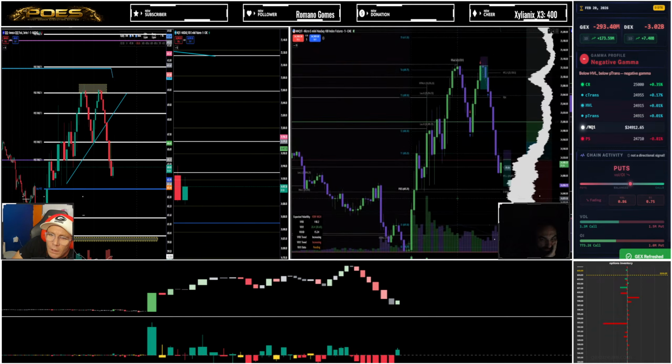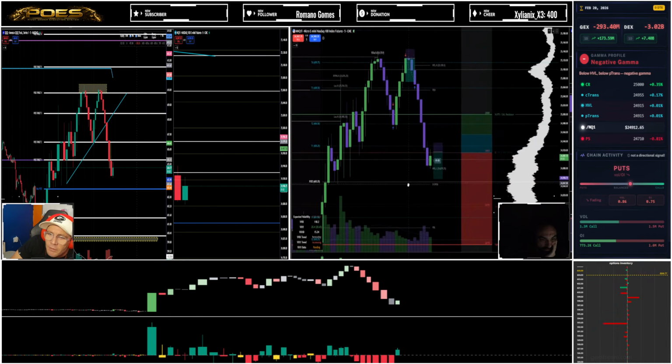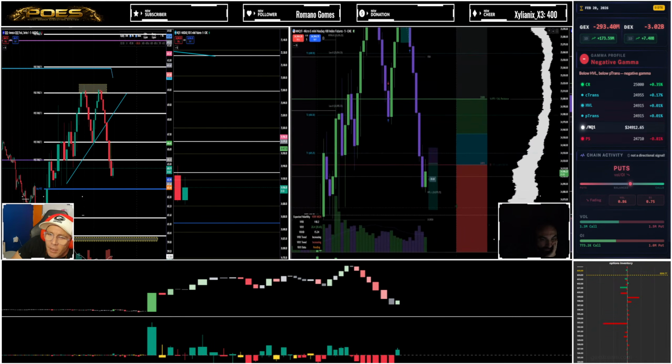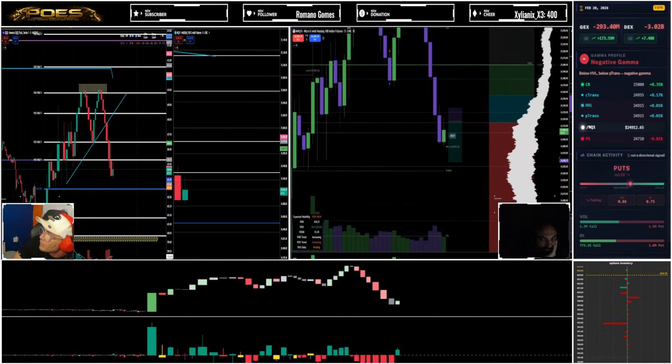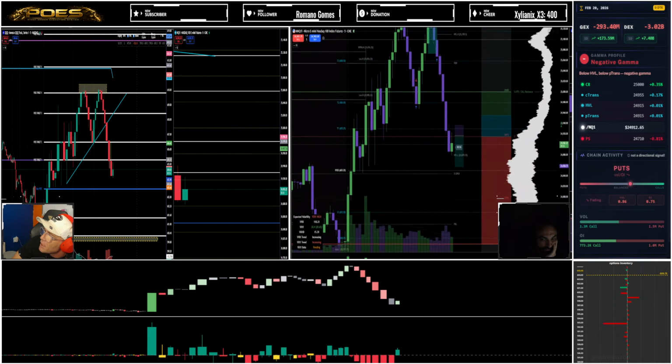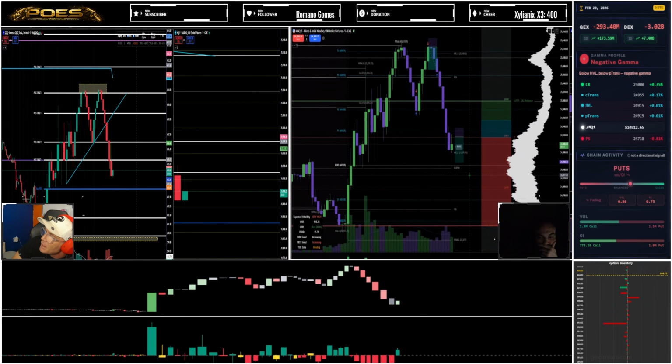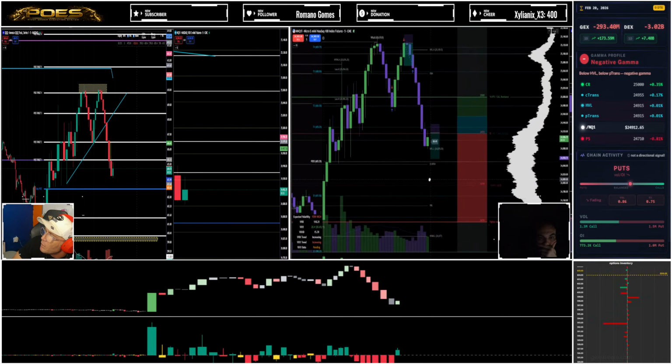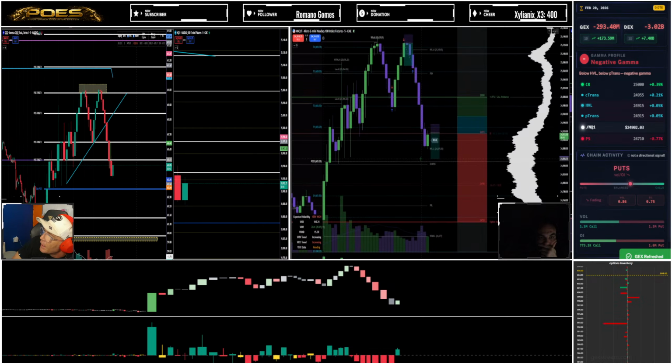Ooh. We've changed again. 25,955 is the transition area, so if we can pop back above that, could see potential to keep moving back up. 2500 would be on the cards then, in my guesstimation. But you never know, as usual. You never, ever do know.